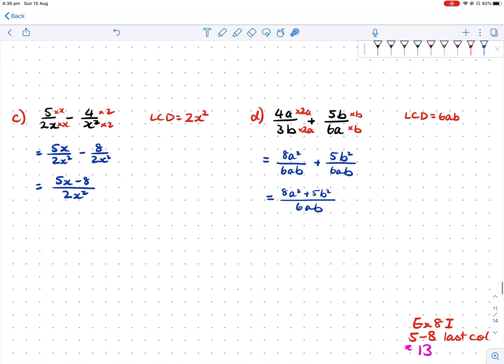So that's just a bit of a review and also a bit of an introduction to simple algebraic fractions when we're adding and subtracting. We're going to be doing a little bit more with adding and subtracting algebraic fractions in our next lesson as well.